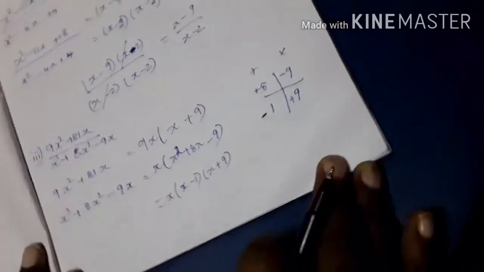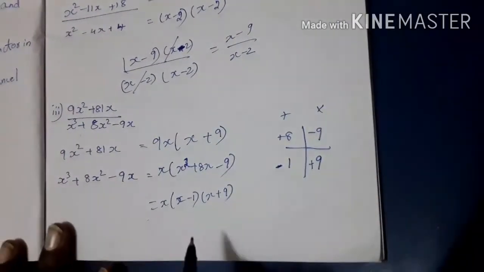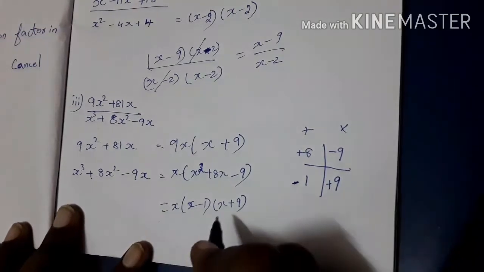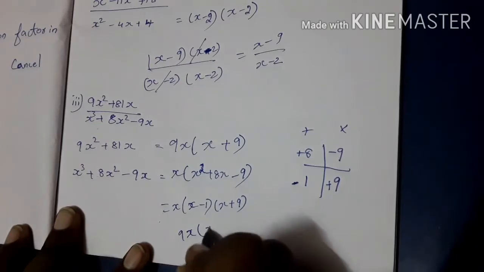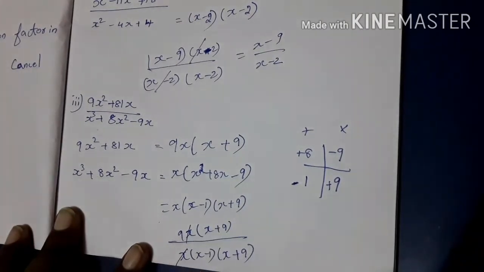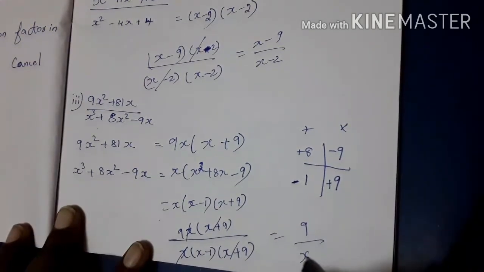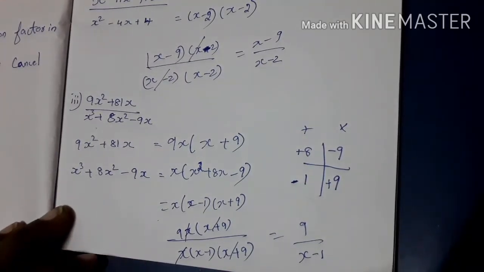So now we factorize. Next what we have to do? Yes, we have to multiply: x of x plus 9 divided by x of x minus 1 x plus 9. So x will cancel, x plus 9 cancels. Remaining what is there? 9 by x minus 1.